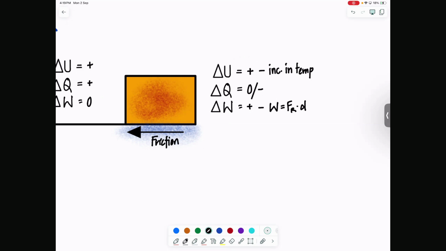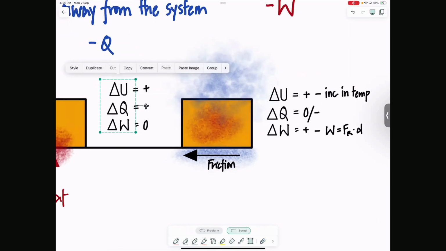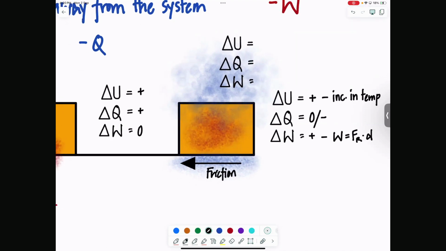So energy is transferred from one object to another. In this same question, if I took the atmosphere as my system, the answers will be different. Can you predict what would happen to the atmosphere? Can you give me the U, Q, and W for the atmosphere? U is going to be positive, Q is going to be positive, and W is going to be 0, because you're not doing any work on the atmosphere, but it's warming up.